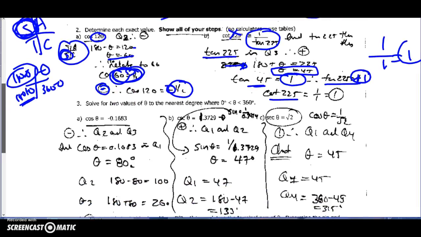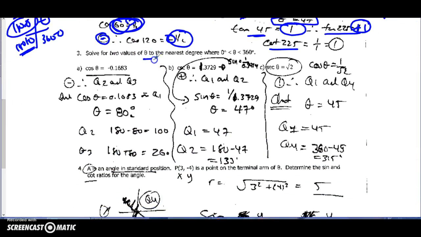Okay. So after that, let's move on. Solve for two values of theta to the nearest degree. So this, grab your calculator. First of all, I have a negative cos value. So I'll rewrite this here because you can't see it anymore. I have a negative cos value, so I know that positive is here and here for cos. So my negatives are in quadrant 2 and quadrant 3.